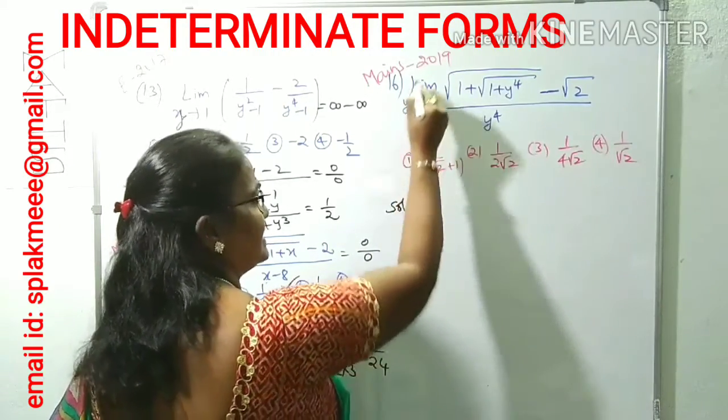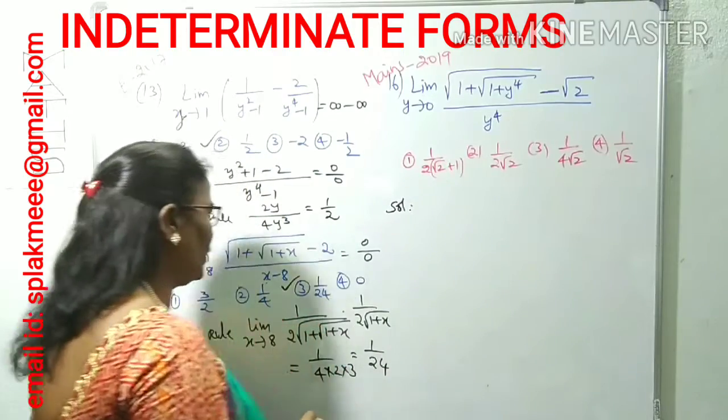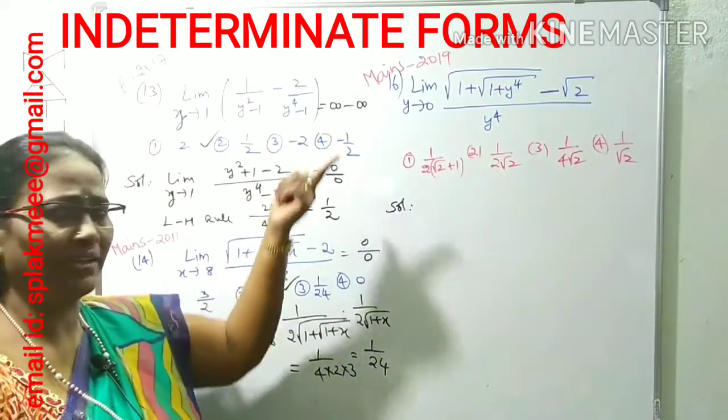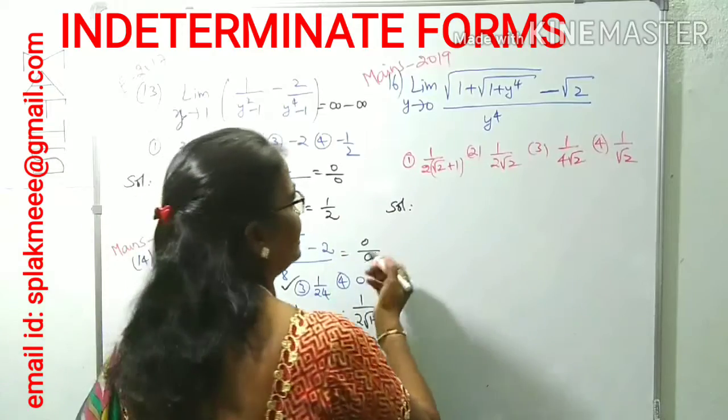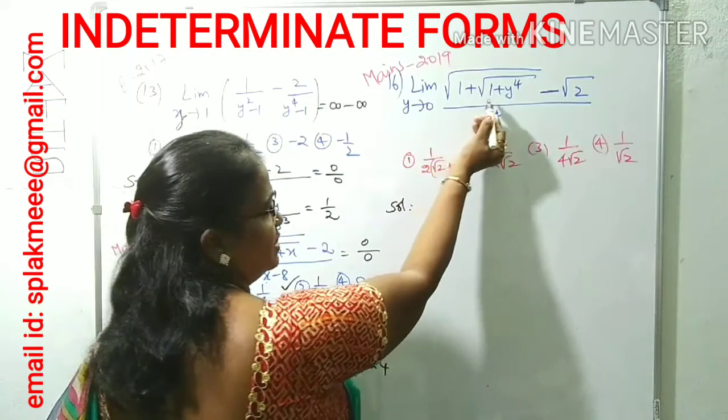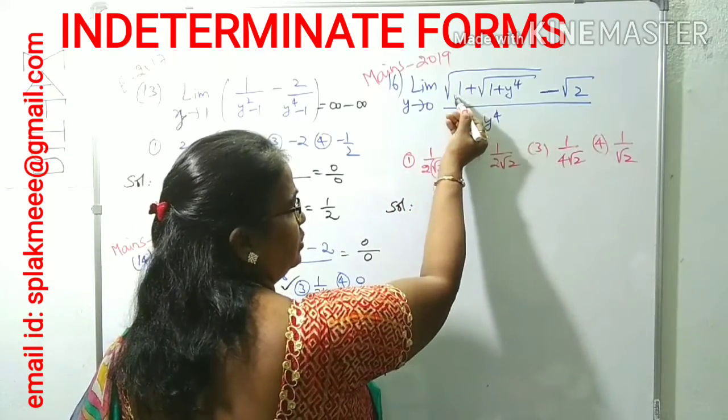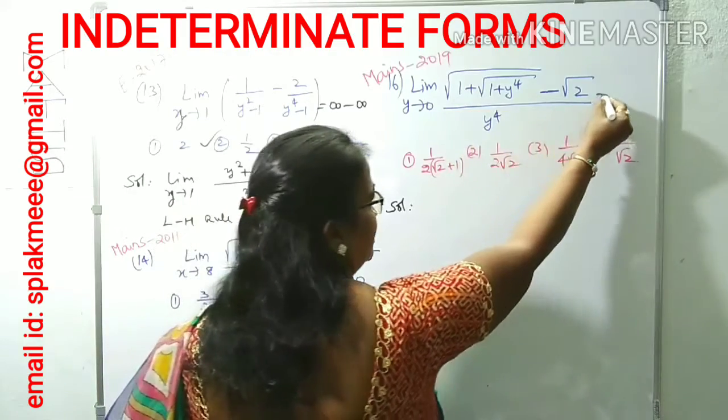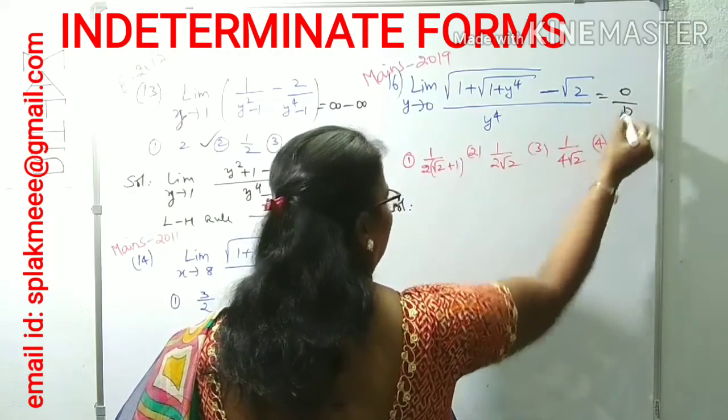16th is given, Mains 2019. Same model, in place of x there is y, function changed, but formation is same. y is 0 as usual. 1 plus 0, 1. Root over 1 plus 1, root 2 minus root 2, 0. 0 by down also 0.